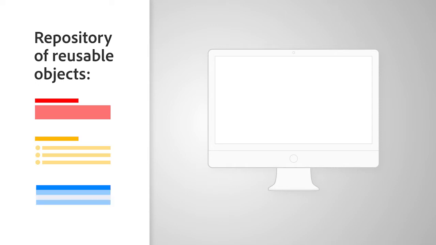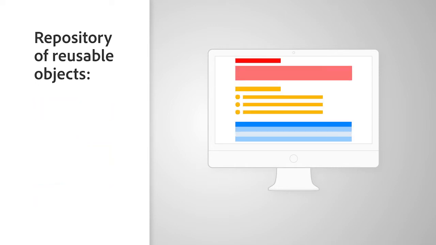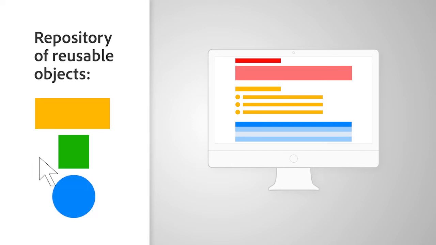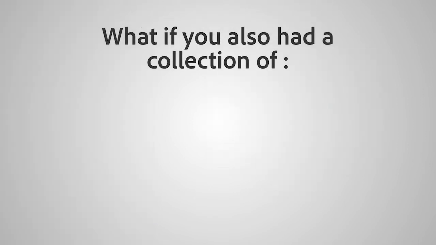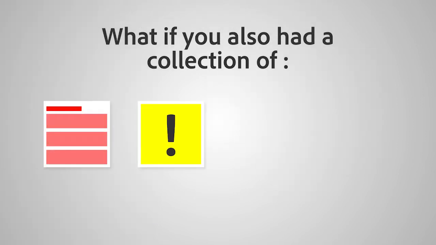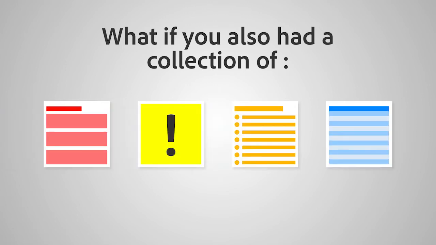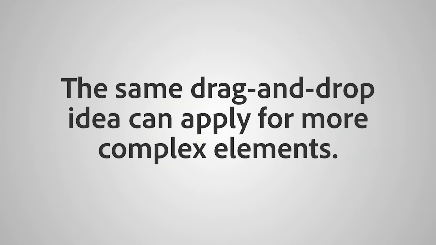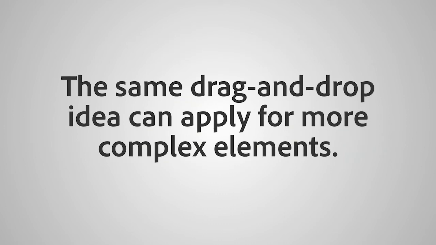Ideally, you have a repository of reusable objects to pick from. For example, you choose from a collection of common graphics. It can be as simple as dragging and dropping an image you need into content. Along with graphics, what if you also had a collection of notes and warnings, lists of items, tables, or other sections that you need to use in many files? The same drag and drop idea can apply for more complex elements.